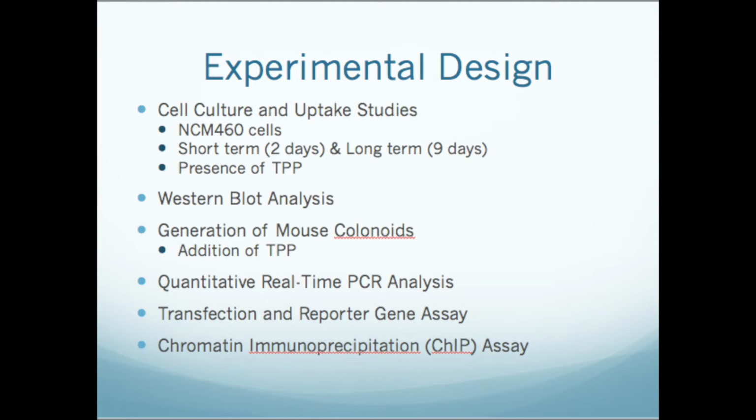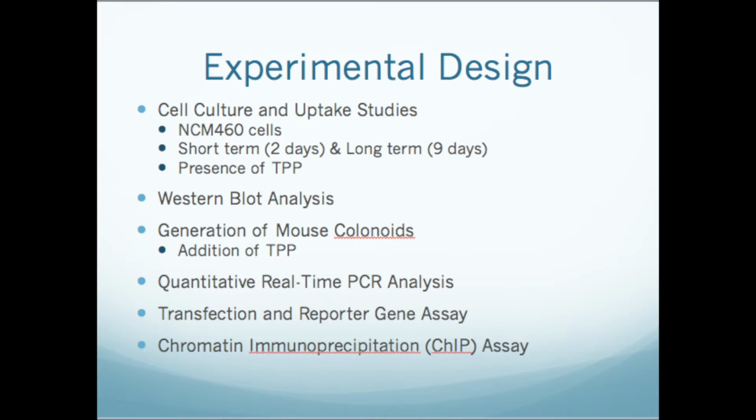The experimental design for this experiment includes 6 steps. Researchers used a human-derived non-transformed colonic epithelial cell line, NCM460, with which they performed uptake assays where the cells were maintained for a short 2-day term and a long 9-day term in the presence and absence of unlabeled TPP. This was done to measure the custom-made TPP with hydrogen isotope uptake, in both short and long term.